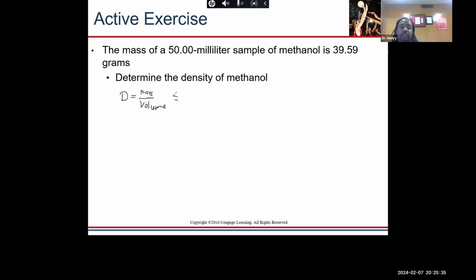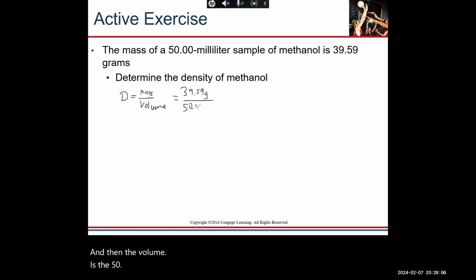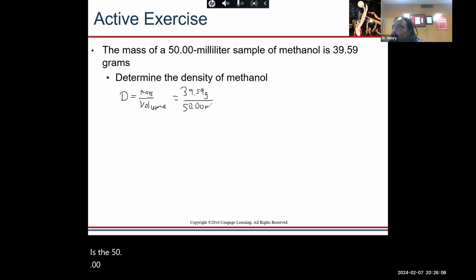So what is the mass in this case? That's right, 39.59 grams. And then the volume is the 50.00 milliliters. Okay, so 39.59 grams divided by 50 milliliters.